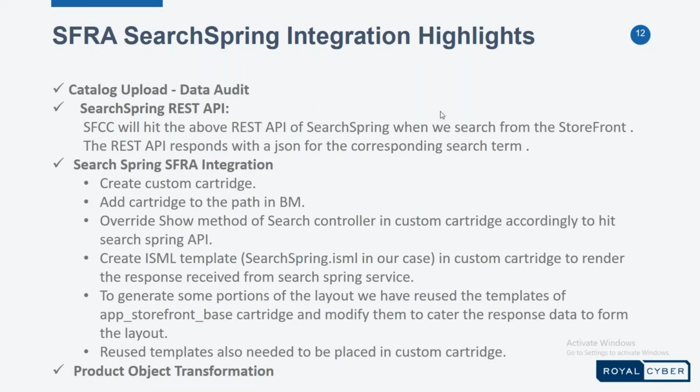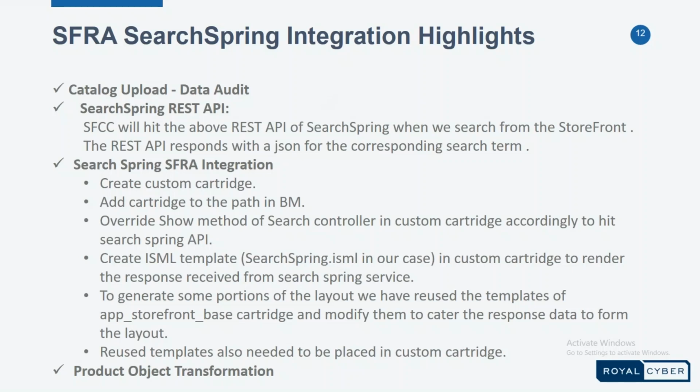Thanks, Akhil and Zafar. Hi everyone, let's deep dive into the technical aspects of the integration which we have done for the Salesforce Commerce Cloud SFRA architecture. There are steps. The first step is to provide the catalog in the format SearchSpring is expecting. First we have to extract our Salesforce Commerce Cloud product catalog, and then format that catalog and submit it to SearchSpring.